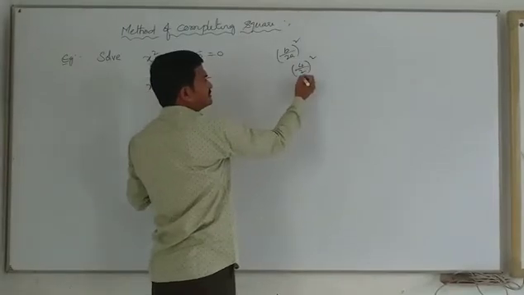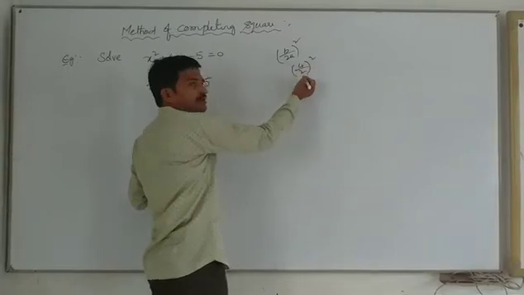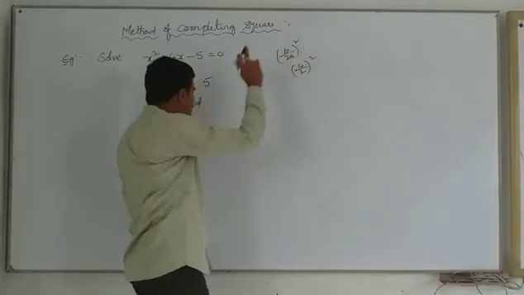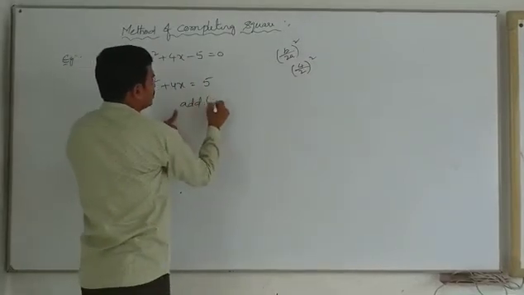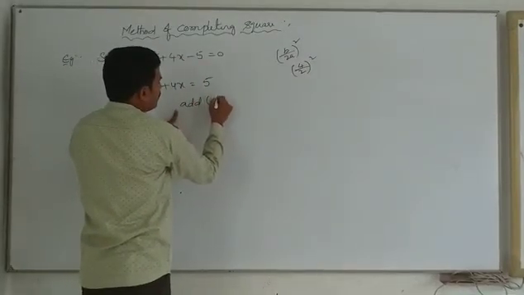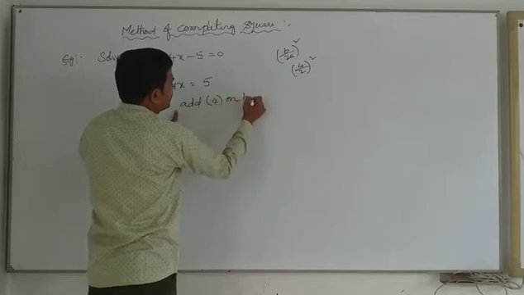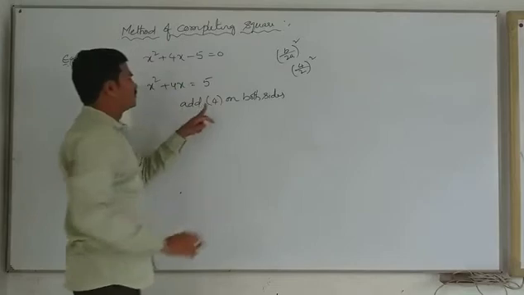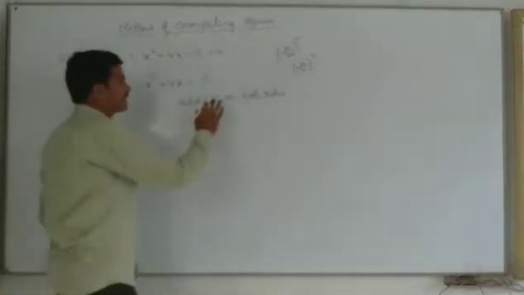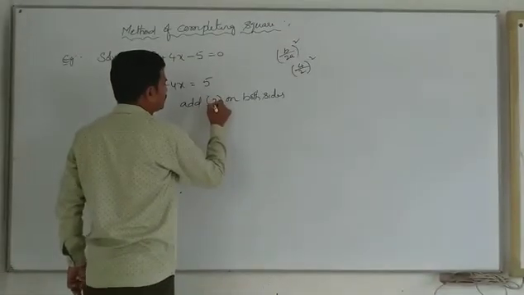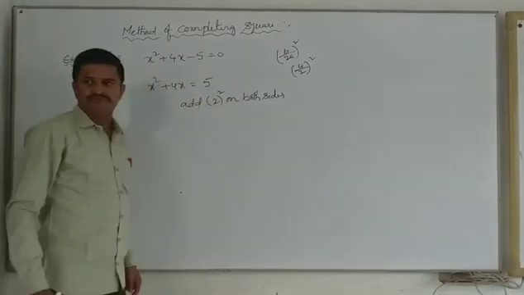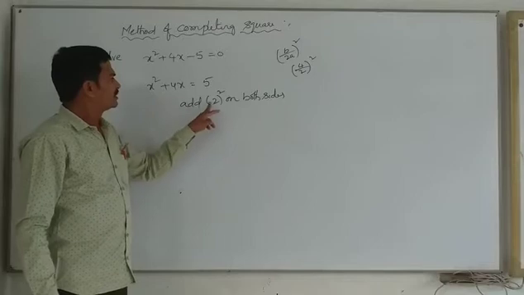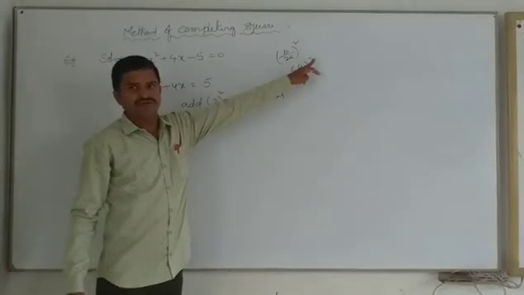That whole square, how much is it? 4 by 2 is 2. 2 square is 4. That means we have to add 4 on both sides. What we are adding? 4. Or else you can write add 2 square on both sides directly, no problem. Are you clear? Now this is 2 whole square only.